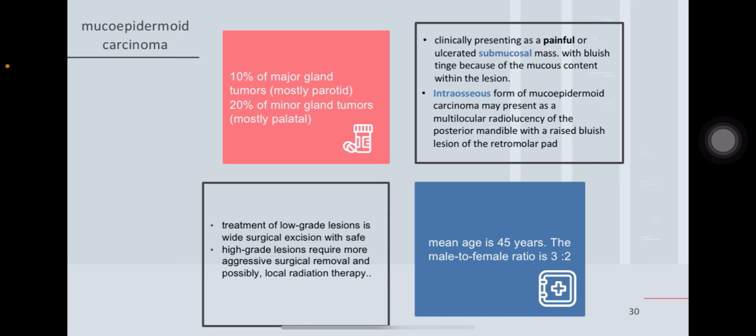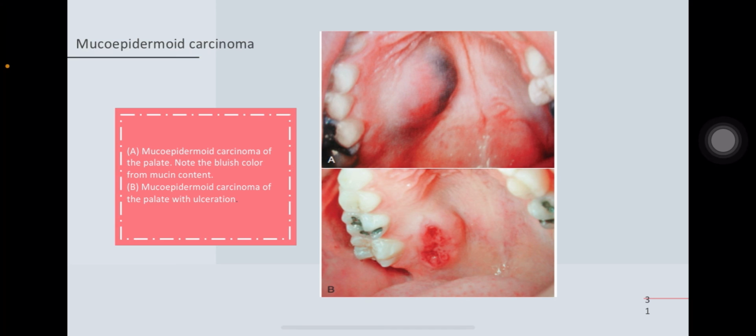Moving on to the next category of tumors, the malignant tumors. The most common one is the mucoepidermoid carcinoma, which makes up about 10% of all the major gland tumors and 20% of all the minor gland tumors. It clinically presents as a painful or ulcerated submucous mass. Notice in this picture that there is a mass in the palate with a slight bluish tint, and that is because of the entrapment of mucus inside the lesion. It may also perforate the skin and make an ulcerated pattern.